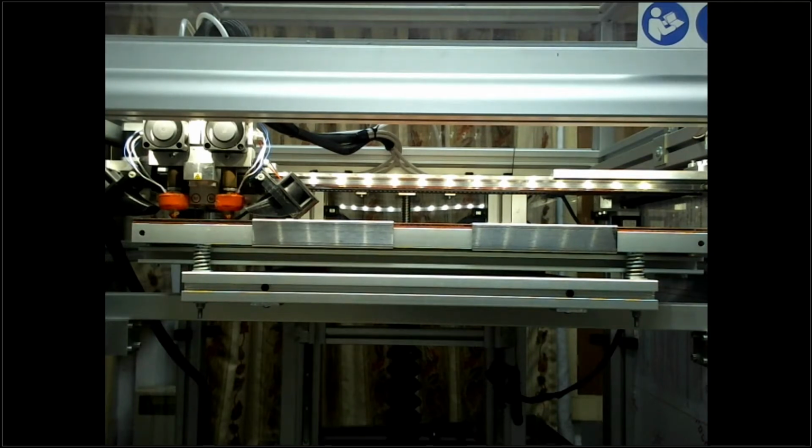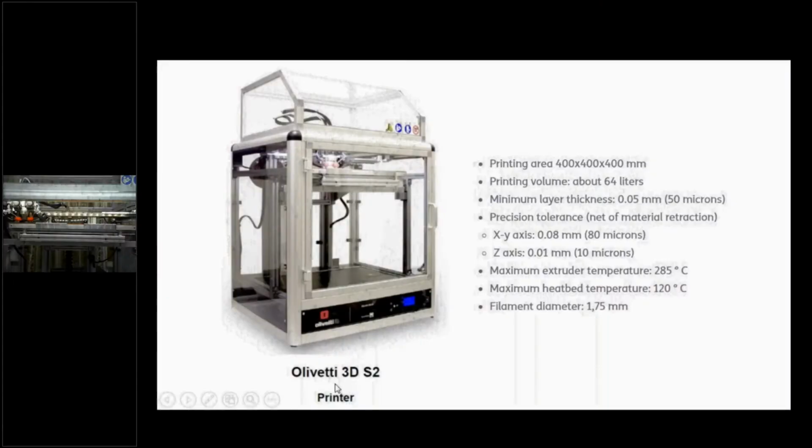So in our institute we have one printer, whose brand name is Olivetti S2 3D. Yes, sir. So we have the Olivetti 3D S2 printer, and this is the specification for our printer. We can print a maximum size of 400 cube. So X is 400, Y is 400 and Z is 400, so we can print a 400 cube. Your X and Y axis tolerance is 80 microns, and Z axis tolerance is 0.01, that is 10 microns.